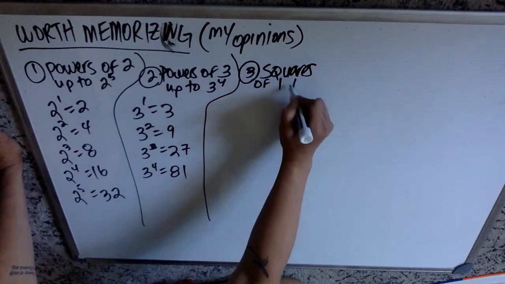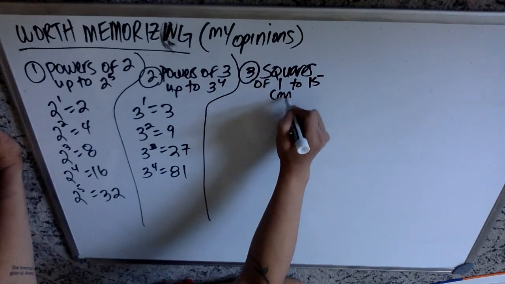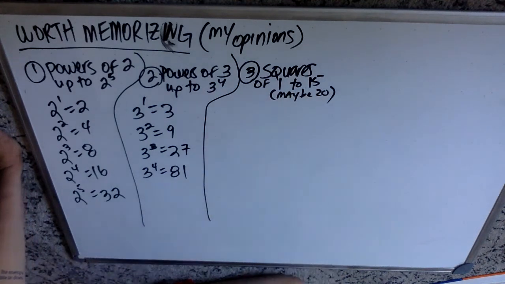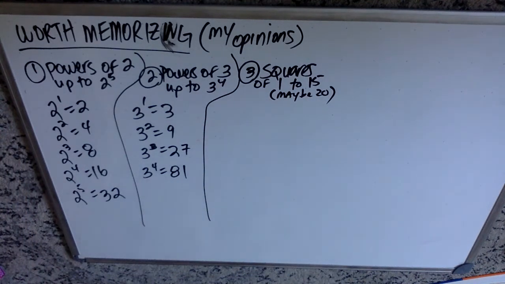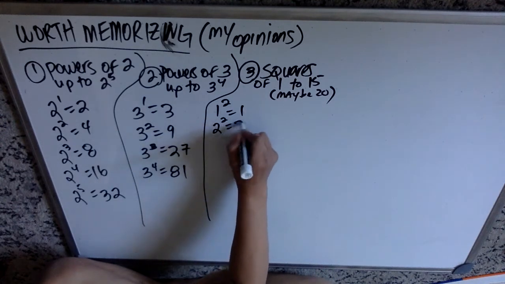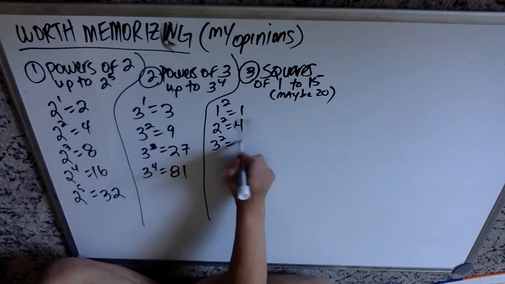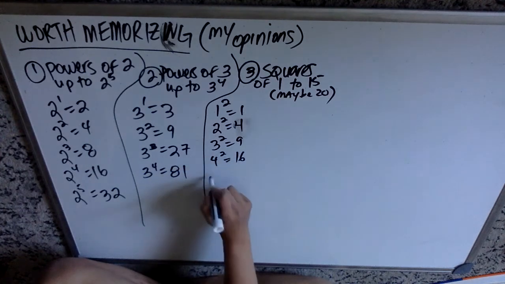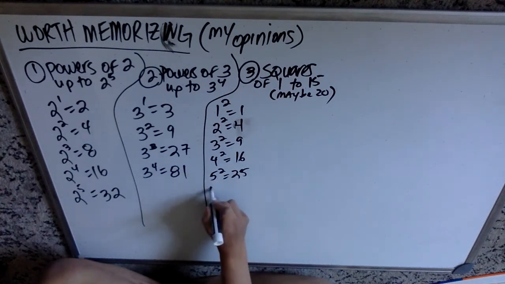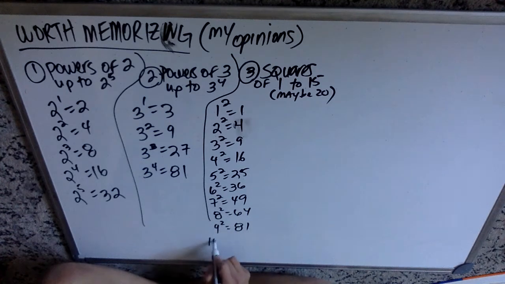of 1 to, honestly, at least 1 to 15, maybe 20. You can probably get by without 16 to 20, but definitely 1 to 15, right? So 1 squared is 1, 2 squared is, not 2, is 4. Come on, brain. Okay, 3 squared is 9, 4 squared is 16, 5 squared is 25, 6 squared is 36, 7 squared is 49, 8 squared is 64, 9 squared is 81, and 10 squared is 100.